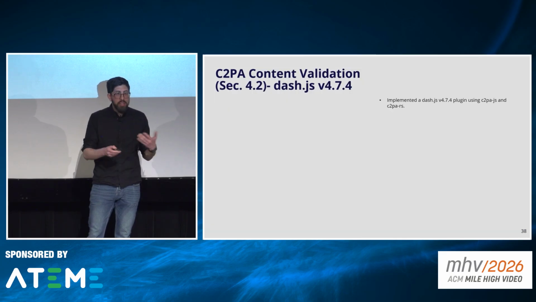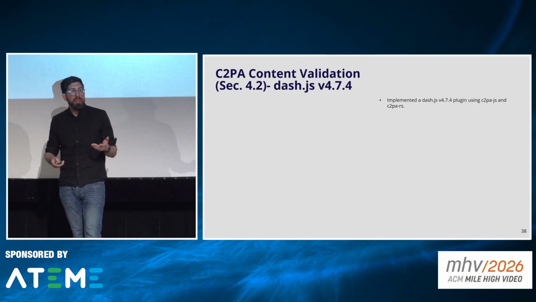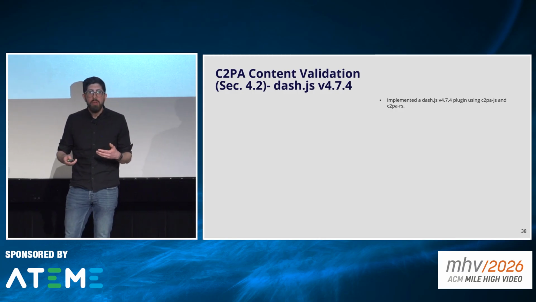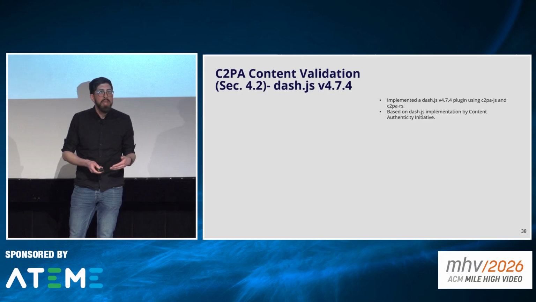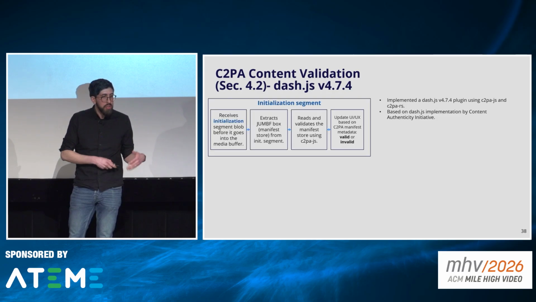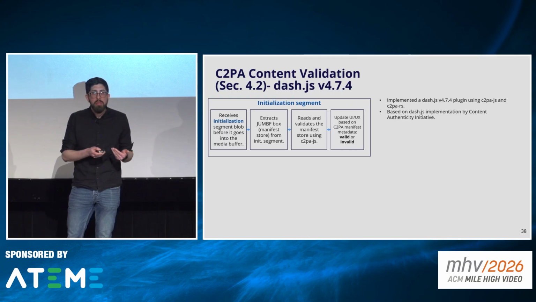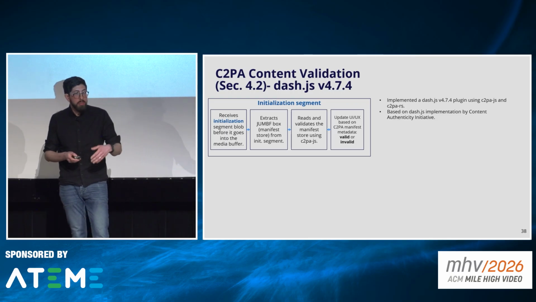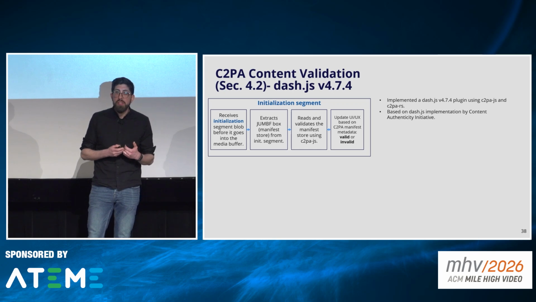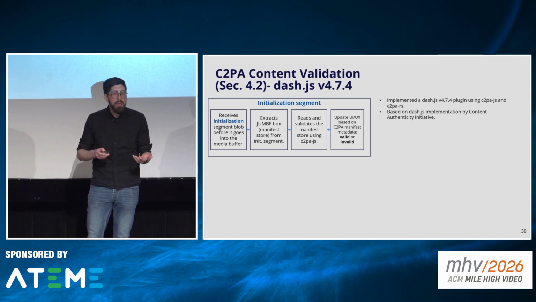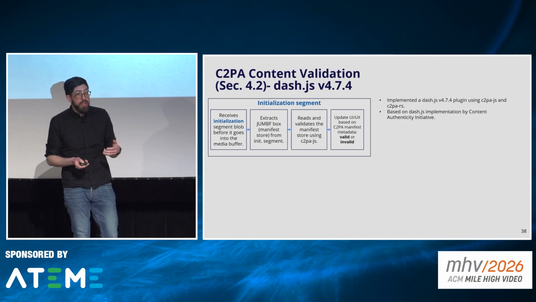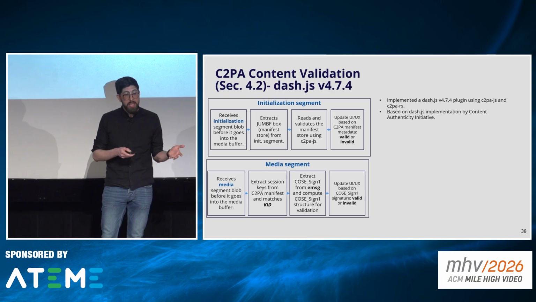Pretty much the content validation, really quick. We implemented a DASH version 4 plugin using some of the Content Authenticity Initiative software. It was all open source, but the important part is how to validate the initialization segment and the media segments. Basically, you take the blob before it goes into the buffer for the initialization segment, extract the C2PA manifest, and validate whether this manifest is valid or invalid. In that C2PA manifest are the public session keys that we need for the media segment validation.